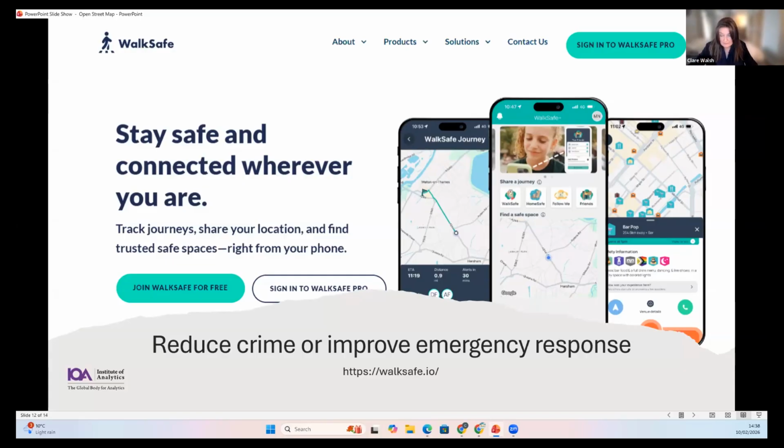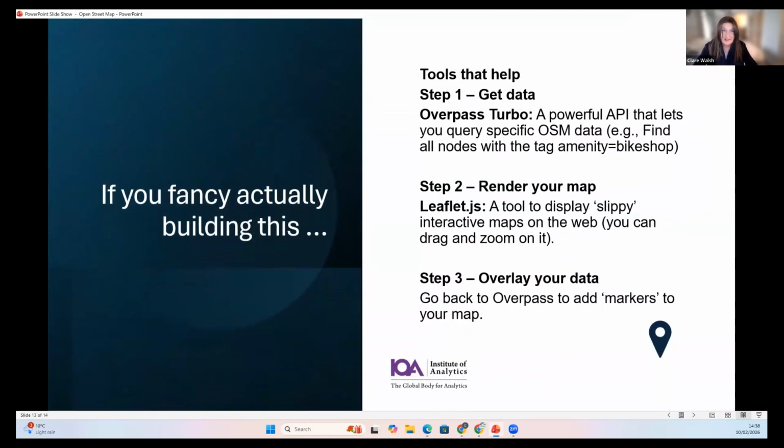Very quickly, before Rohan stops me, if you do actually fancy building on this, it's not that hard. We've got tools that will help you to query OpenStreetMaps, to find all of those nodes with the tag. It's helpful just to remember how it works. You find tags. So you find amenities like bookshops or bike shops or cafes or castles, these kinds of things. You've got to make sure that you've got tags in there. Overpass Turbo will help you find those tags. It's a really powerful API to get you straight into OpenStreetMaps data.